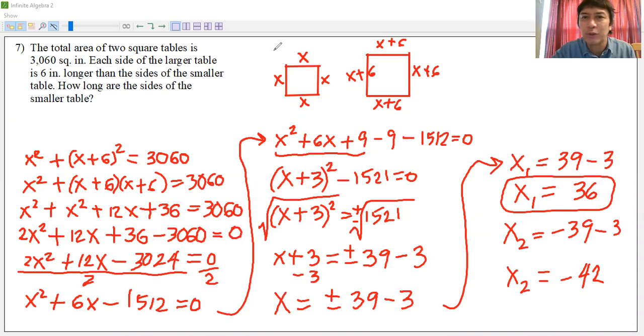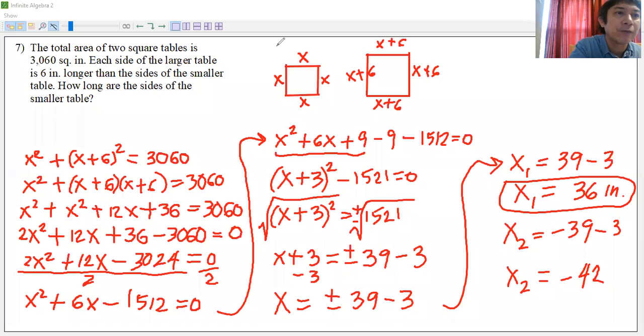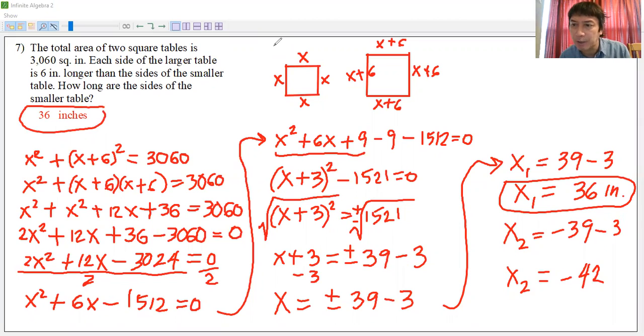This will be in inches. So 36 inches there. That's the answer. And we can verify that over here. From the computer's database, you have 36 inches. That's the size of the smaller table. That's 36 by 36.